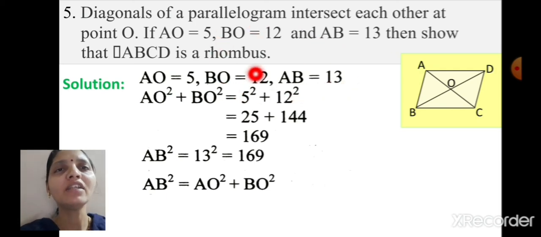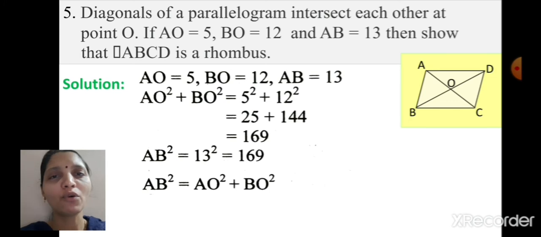Now we have seen the properties of a rhombus. So what is the property? The diagonals of a rhombus are perpendicular bisectors of each other. Now what is the meaning of perpendicular? That means at the point of intersection they are making a 90-degree angle. So this angle AOB is of 90 degree. So you can apply the Pythagoras theorem here. So you can say that AO square plus BO square is equal to AB square.